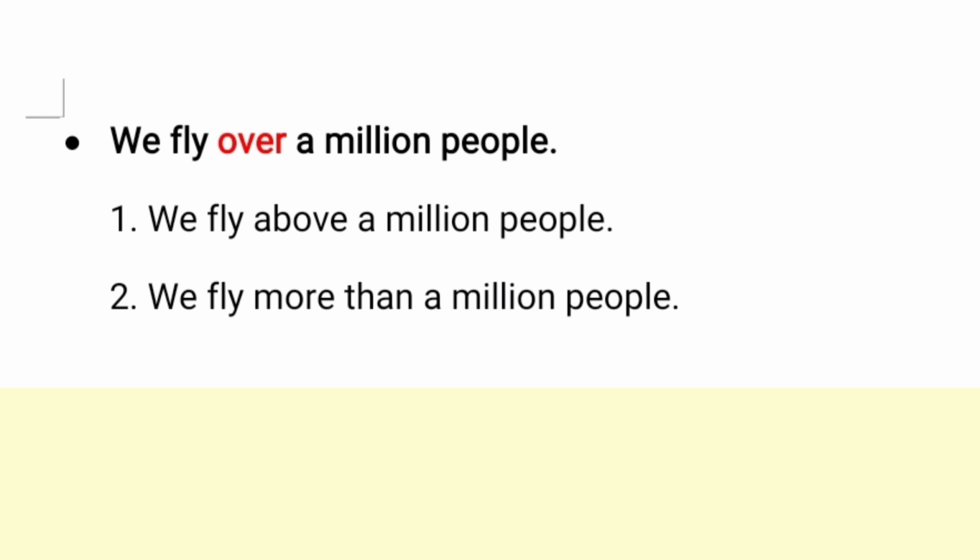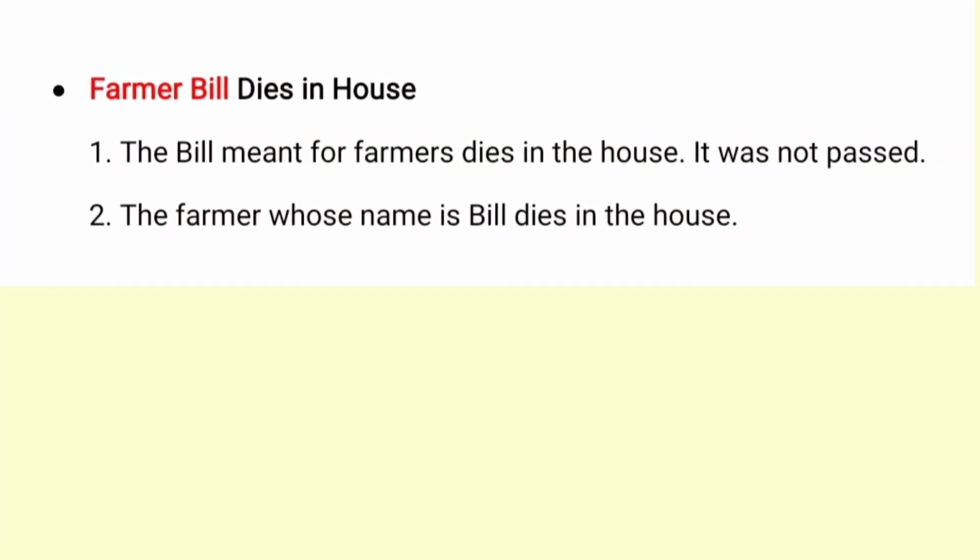Okay. Now, here is another tagline from the newspaper. The ambiguity is created because it's written in capital letters. Otherwise, it wouldn't have been an ambiguity. But the sentence is, Farmer Bill dies in house. Now, Farmer Bill dies in house means the bill meant for farmers dies in the house. It was not passed, or it couldn't get passed. This is one meaning, and the other is the farmer whose name is Bill dies in the house.